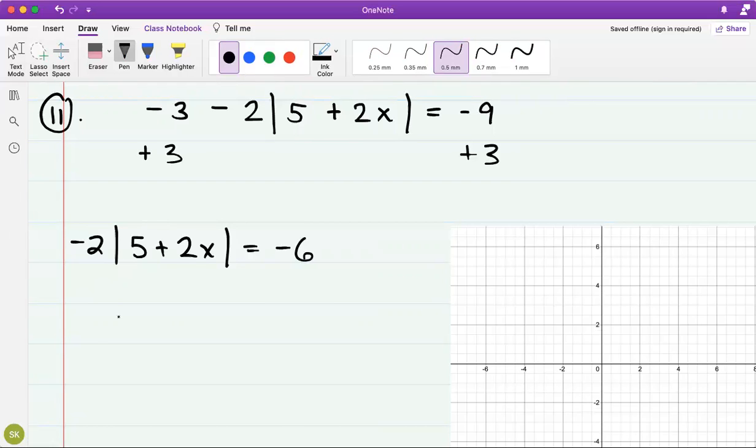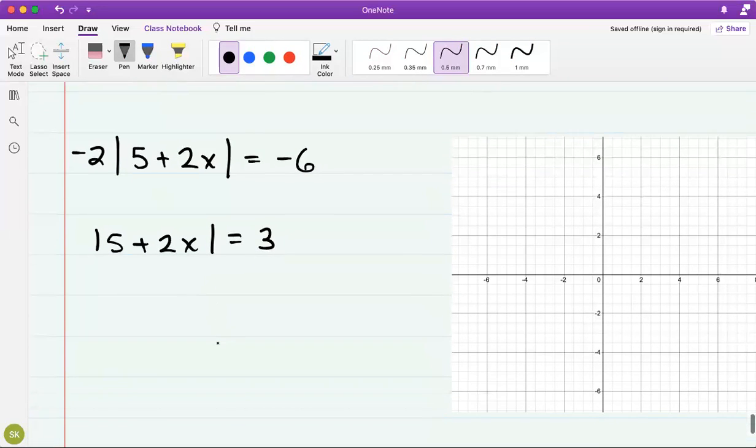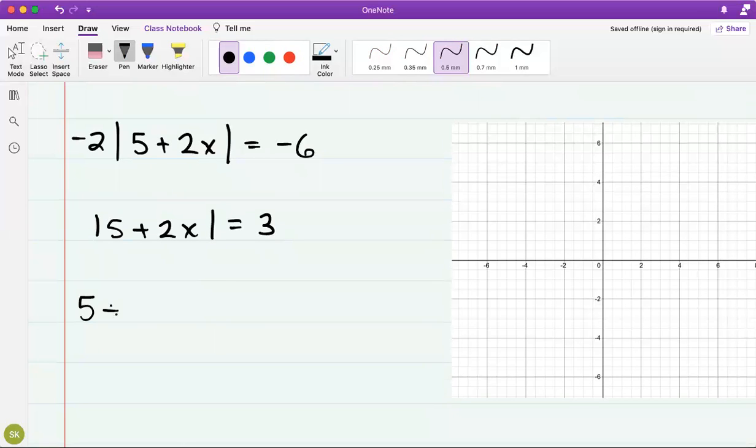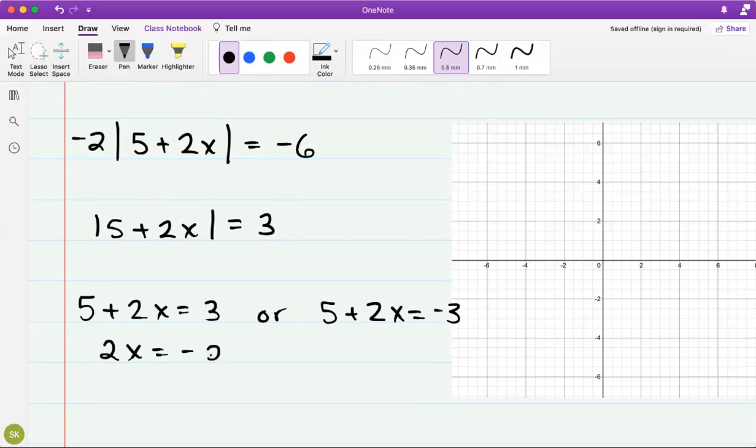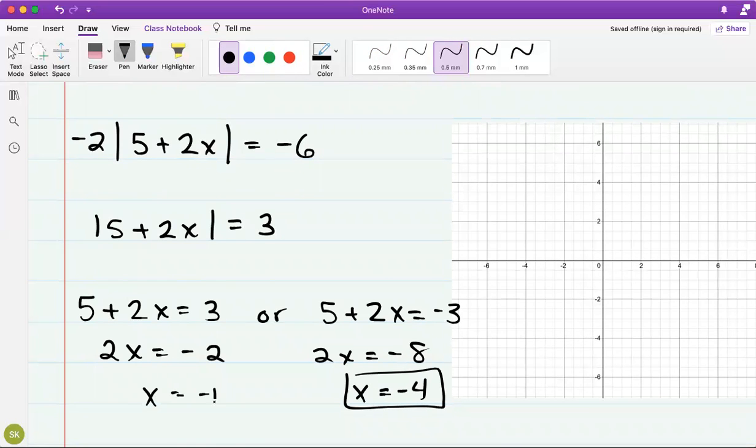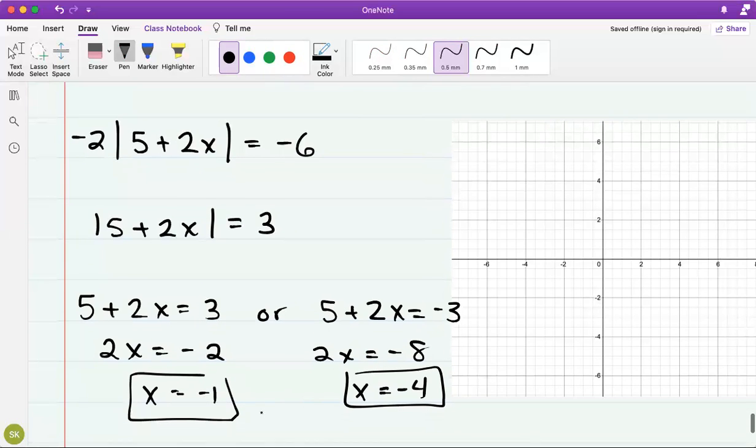If we divide everything by -2, you see that we actually get rid of the negative. This just becomes 3. And now that we have isolated the absolute value, we can set 5 plus 2x equal to 3, or 5 plus 2x equal to -3. Subtract 5 from both sides. You get x is equal to -4, and x is equal to -1. Again, I recommend that you double check by plugging both of your answers into the original equation. Let's do that.